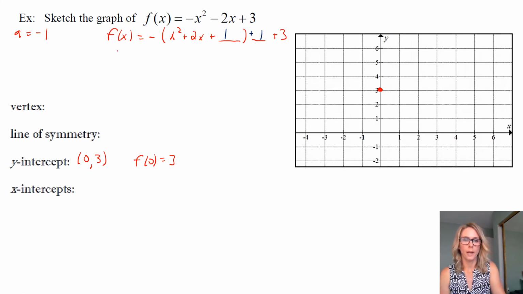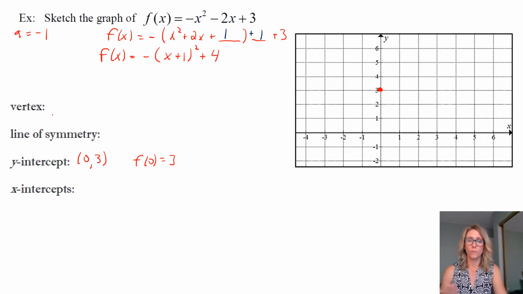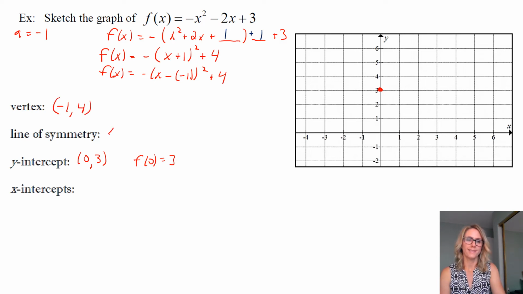So now we can rewrite. We have a negative, we have x plus 1 squared. We already knew that just because it's the same as the last one. And now we're adding 1 and 3 to get 4. So very similarly, we have, thinking about it if you want as x minus a -1, we have a -1 comma 4. And that gives us that same line of symmetry, x equals -1. Okay.